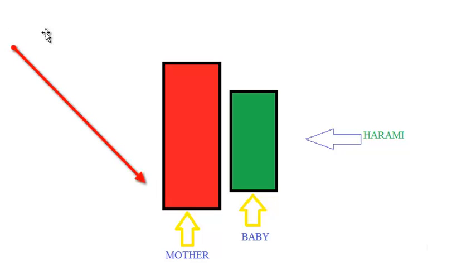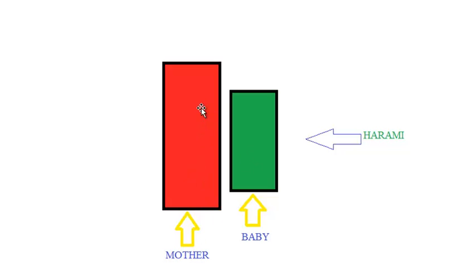So the price has been coming down, coming down, coming down, and then there is a red candle. And all of a sudden you have a green candle which comes into play. All the while on the left hand side there have been red candles, and all of a sudden you see a green candle. Now this green candle is enclosed within this red candle. So the opening and closing of this green candle is between the closing and opening of this red candle.